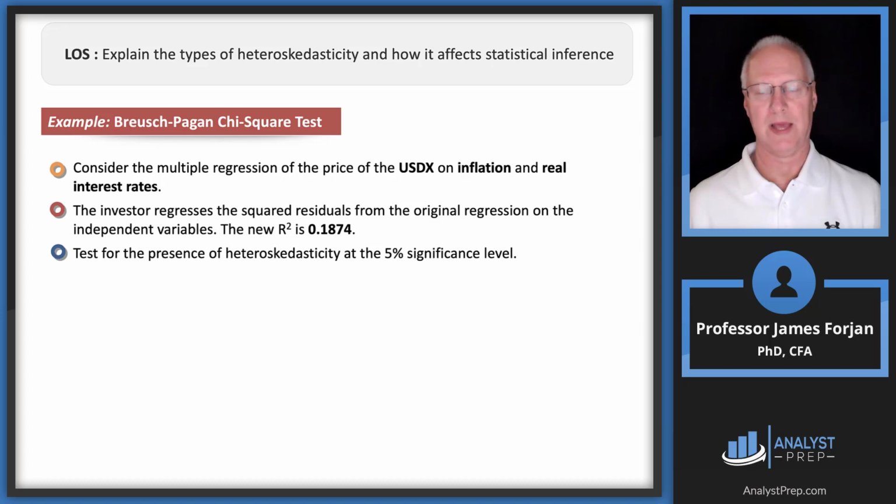So let's go back to that example that we used in the last module. There's our US dollar index as the dependent variable. Rates of inflation and rates of real interest are the independent variables. And so notice the second circle point. The squared residuals from the original regression on the independent variables, that new r squared is around, well, let me just round up to 20%.